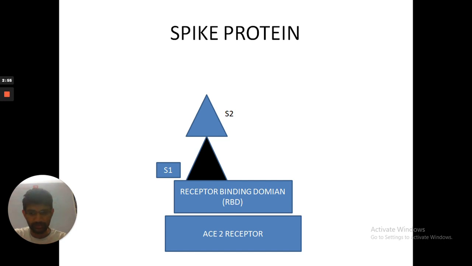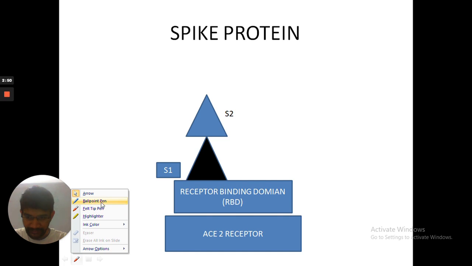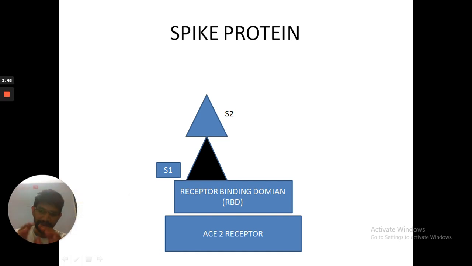What is the function of S2? S2 helps in further entering or further fusion of the envelope protein with the cell membrane. Okay, human cell membrane. It further helps in fusion. Okay, S2 function is fusion of the SARS-CoV-2 virus. S1 helps in attaching. S2 helps in fusion and further entering or penetration into the cell.